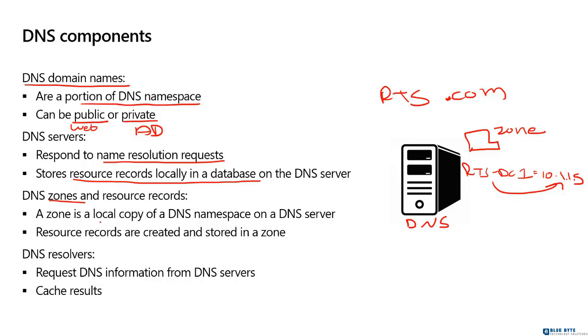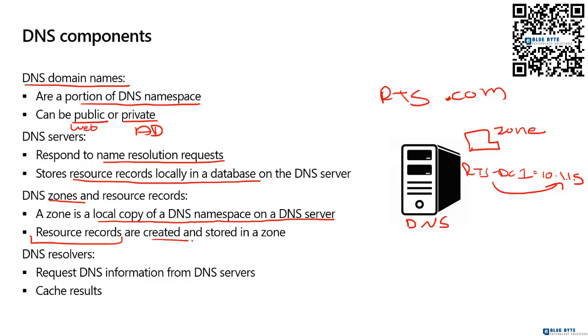So the zone itself is a local copy of DNS namespace on your actual server. This term resource records is just a generic term. There are some specific types of records that we'll look at in DNS, but generically they'll just call them resource records because their purpose is to help you locate resources. They are created and just stored in that zone on your DNS server itself.